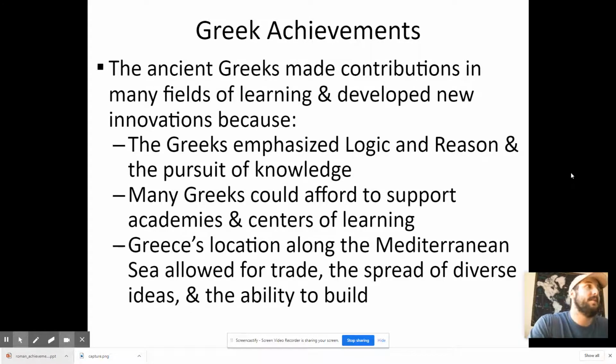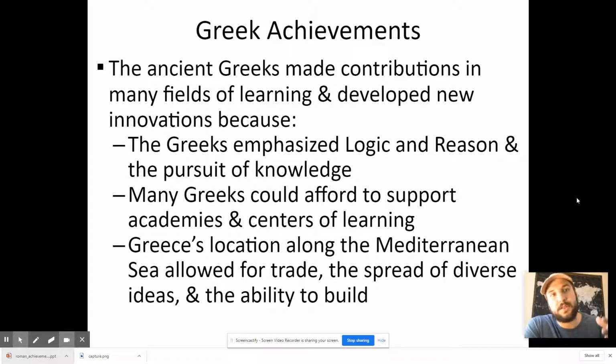Greek achievements. The ancient Greeks made contributions in many fields of learning and developed new innovations because, first of all, the Greeks emphasized logic and reason and the pursuit of knowledge. Second of all, many Greeks could afford to support academies and centers of learning. And third of all, Greece's location along the Mediterranean Sea allowed for trade, the spread of diverse ideas, and the ability to build.